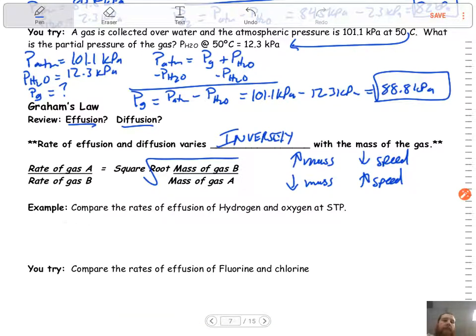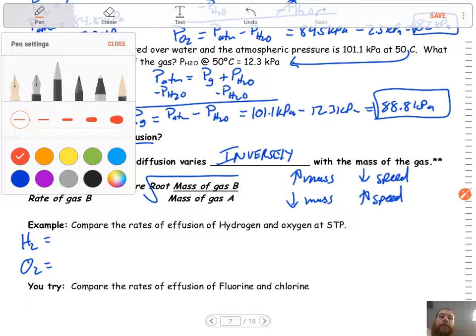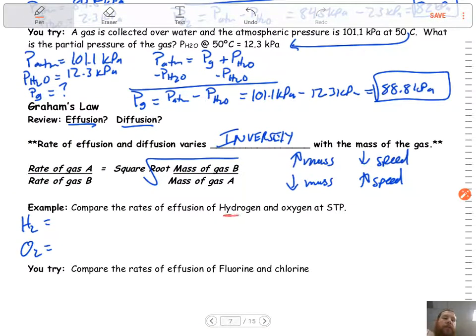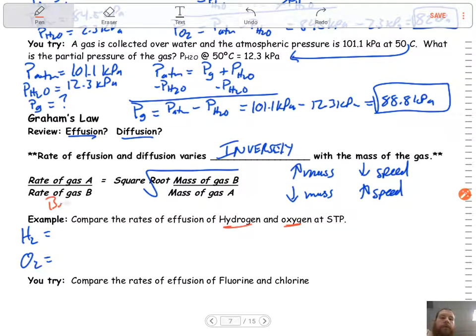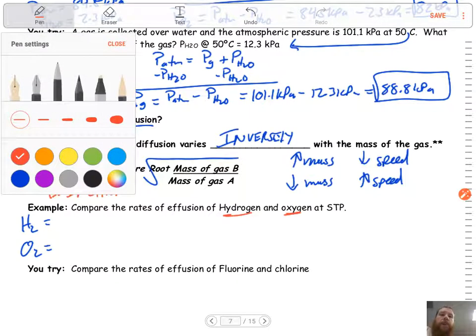So here we go. Compare the rates of effusion of hydrogen and oxygen at STP. So we've got hydrogen and we've got oxygen, so we need to know their masses. Note, this is something that people are going to forget, because it's been a little while. But hydrogen and oxygen are part of the Brinkelhoff. If you do not remember to account for the Brinkelhoff, meaning those diatomics, your masses are going to be off, and then your final answer will be off. So keep that in mind as you're going through these problems.